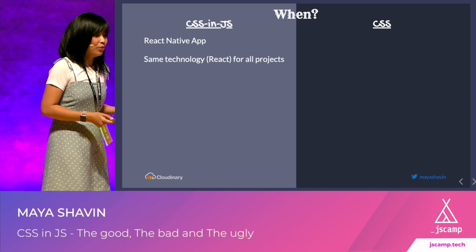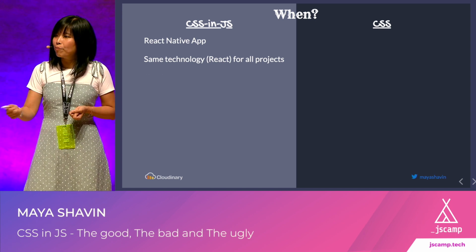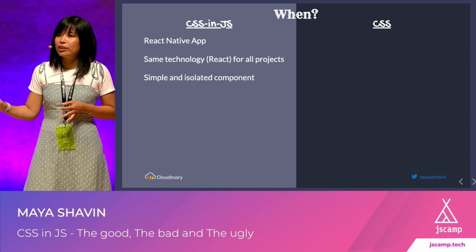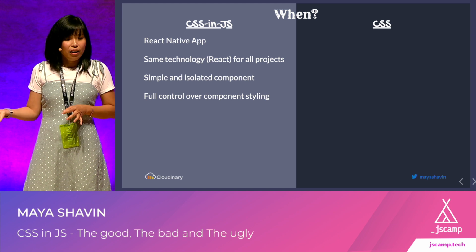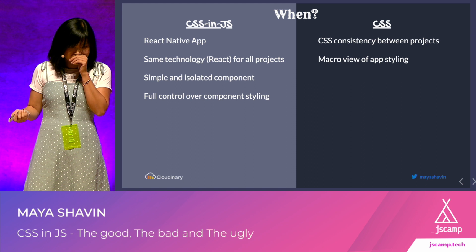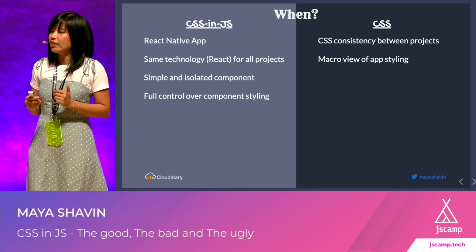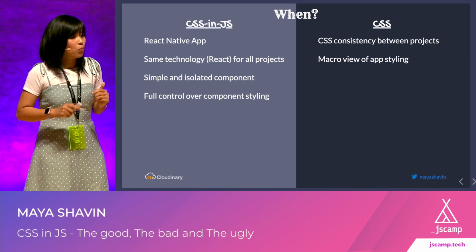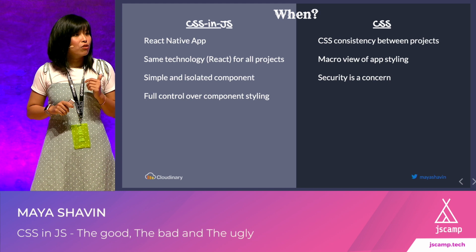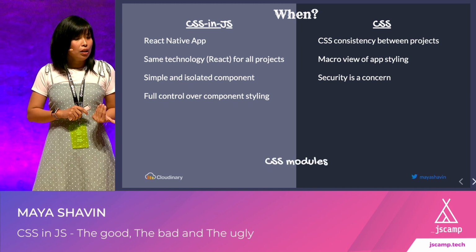And when you use it, CSS in JS is a must for React Native. Use it if the project is only in React, if you have a component that's super simple and isolated, and if you want to have full control over the component. And for CSS, you use it when you need consistency between projects, when you want to have a macro view of app styling, and when security is obviously a concern, when you really care about security.